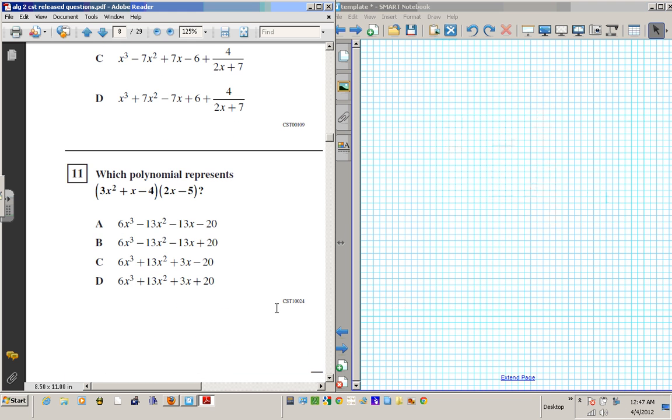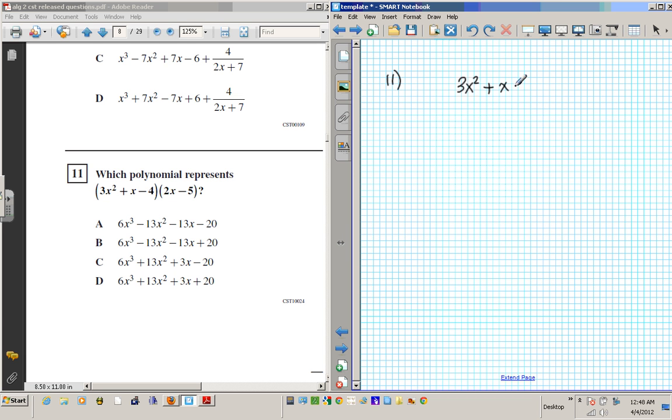Let's see. Question 11. It says, which polynomial represents 3x squared plus x minus 4 times 2x minus 5? I like to line up multiplication problems vertically and multiply them vertically and arrange like degrees in the same column. Okay, so it keeps me organized and I'm less likely to make mistakes. So 2x minus 5. Alright, so in this multiplication setup, I have my 0-degree term in the rightmost column, and this is the first degree and second degree, and it goes up to the left. Okay, so we're going to keep that consistent while multiplying.